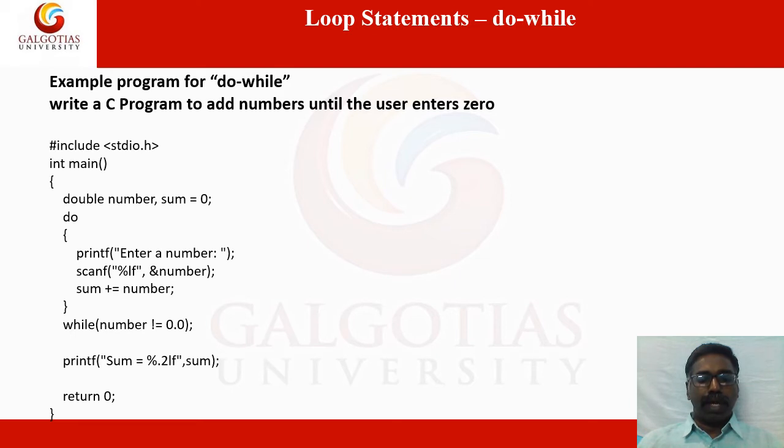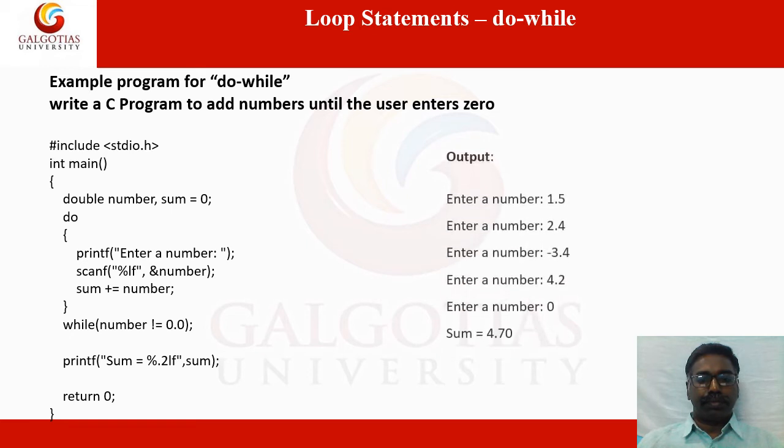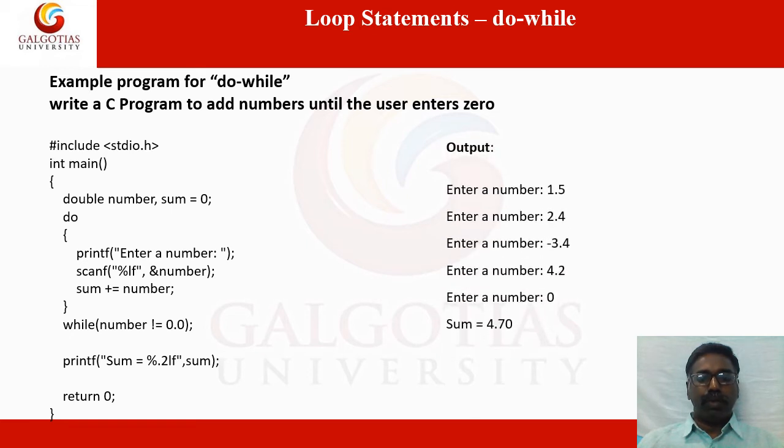So we keep adding here while number is not equal to 0. If number is equal to 0, that is, the user gives 0 on the keyboard, this do while loop automatically stops execution, and then the value is displayed on the screen. The input and output are given here for verification.